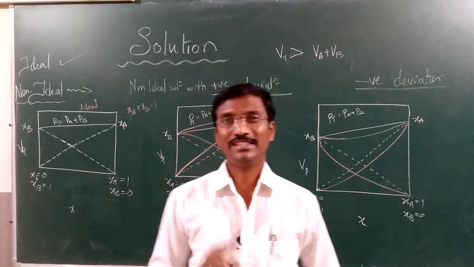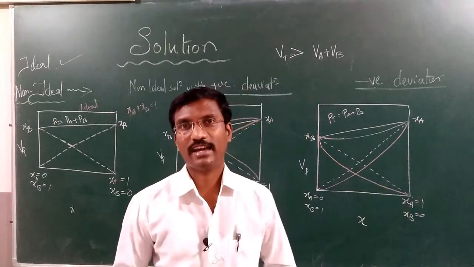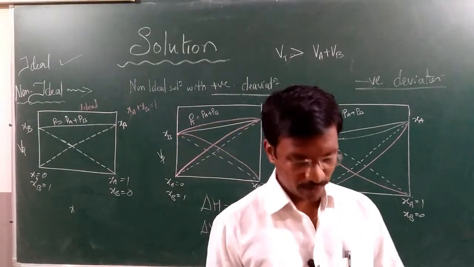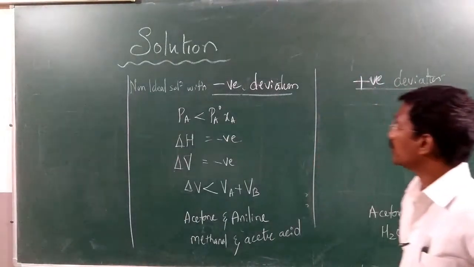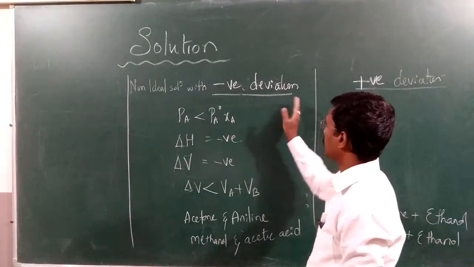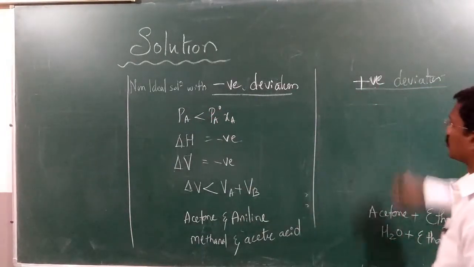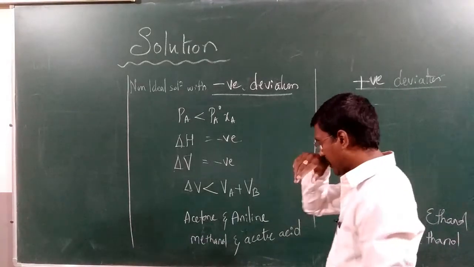I said you just compare the examples of ideal and non-ideal. They are easy to classify. How, you will come to know now. So here just observe. I have done the non-ideal solution with negative deviation, and this is positive deviation. I have taken it again just to try it yourself.